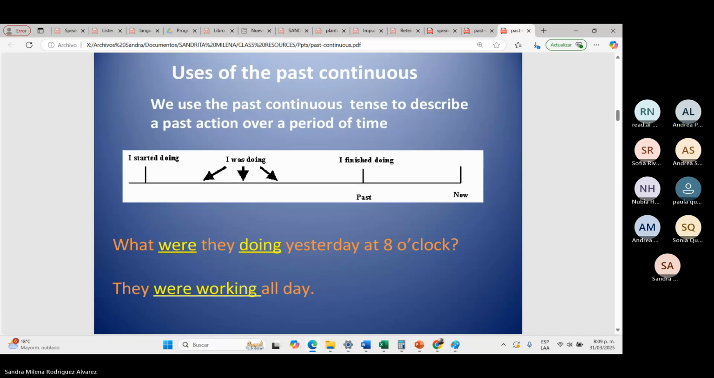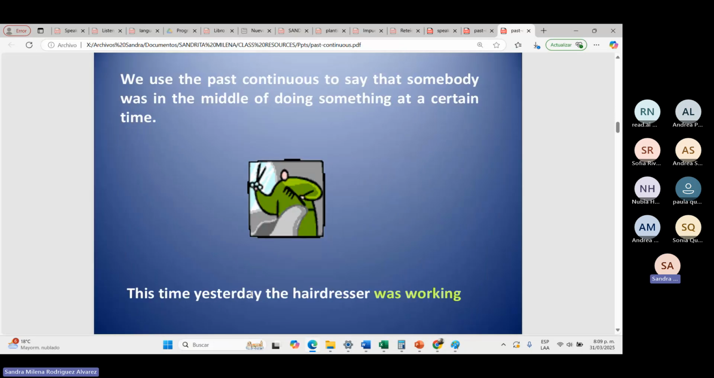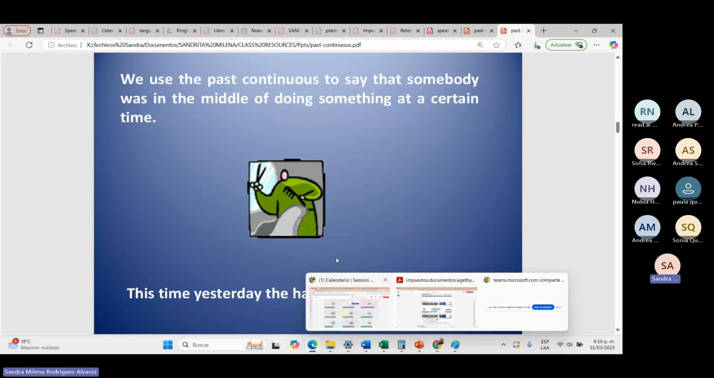Then we use the past continuous to say that somebody was in the middle of doing something at a certain time. For example, by this time yesterday, the hairdresser was working.